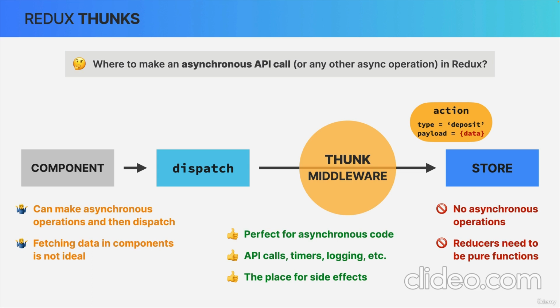Or in other words, we have used the thunk in order to defer dispatching into the future, so to the point in which the data that we need has actually arrived. All right, but this is of course a lot easier to understand in practice, and so let's implement this in our application now.